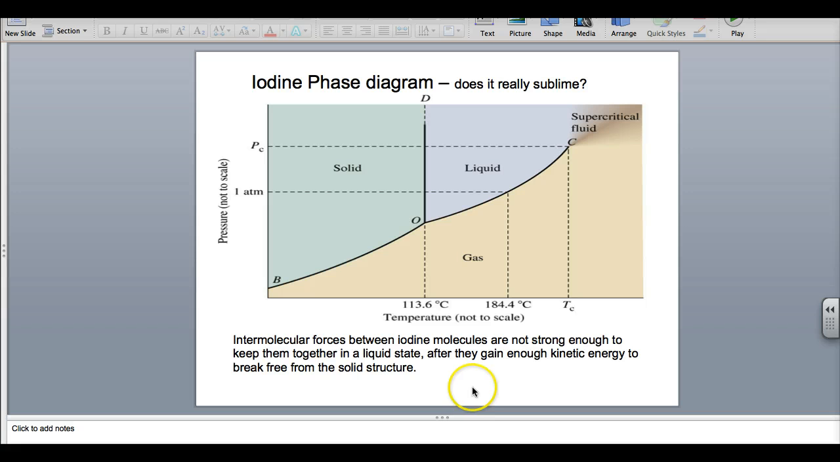So again, the intermolecular forces between the iodine are not strong enough to keep together in the liquid state after they gain enough kinetic energy to break free. So interestingly enough, we see it sublime, but the phase diagram suggests that it really doesn't. It just evaporates very easily. And look at this. This is a small scale. 113 to 118, 184.5. So the boiling point shows it's pretty high, but its vapor pressure is pretty high. So it's kind of a weird scenario altogether, but I just figured I'd throw that in.